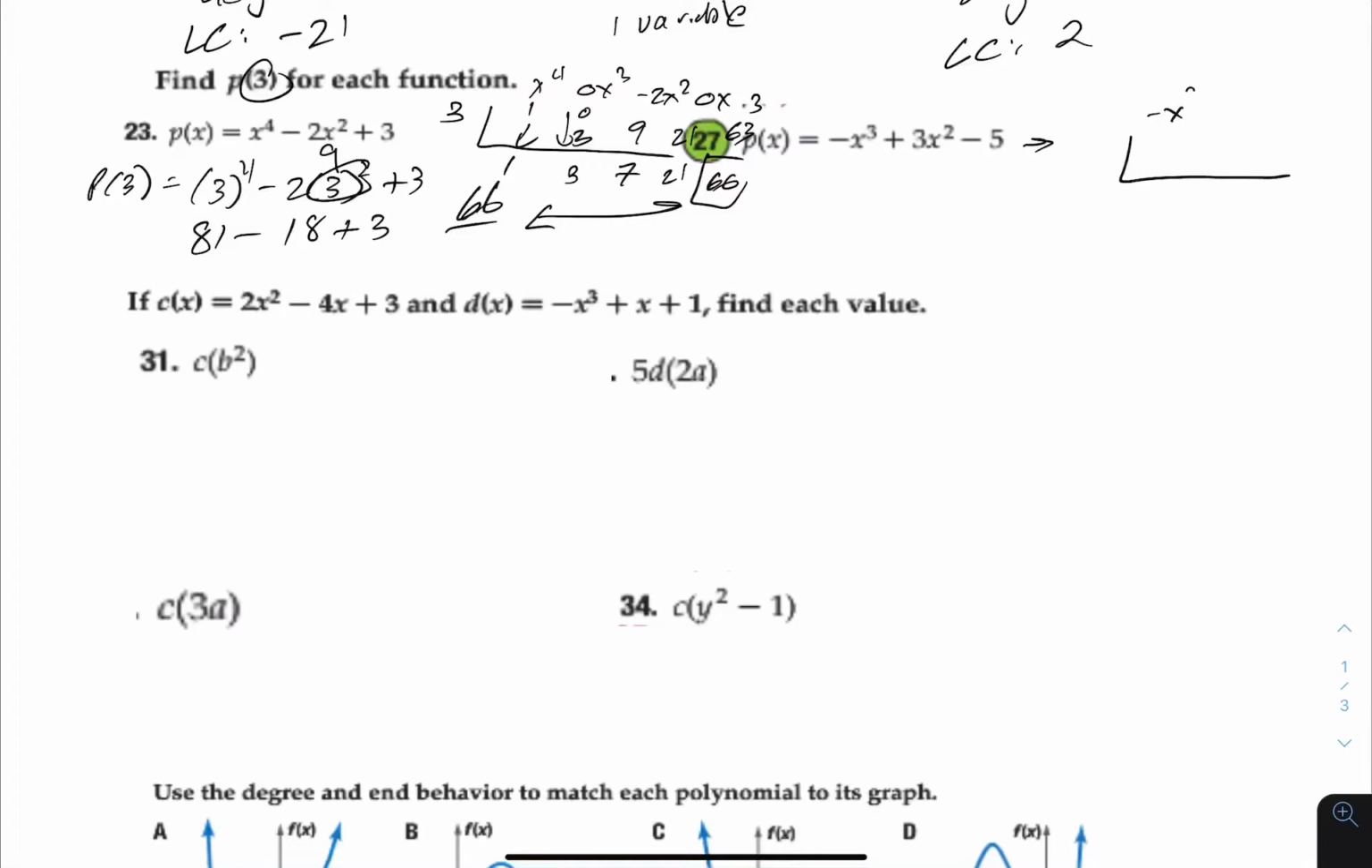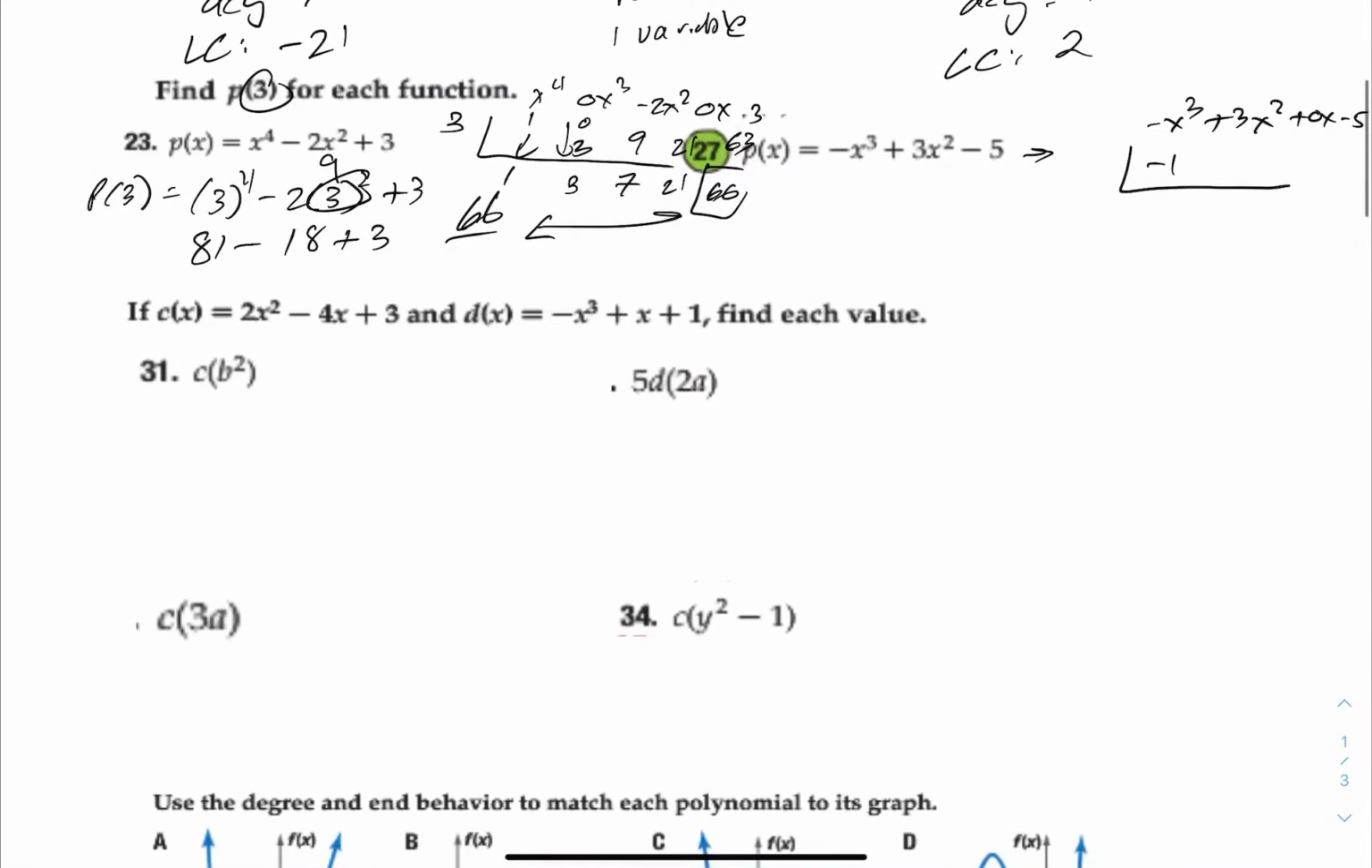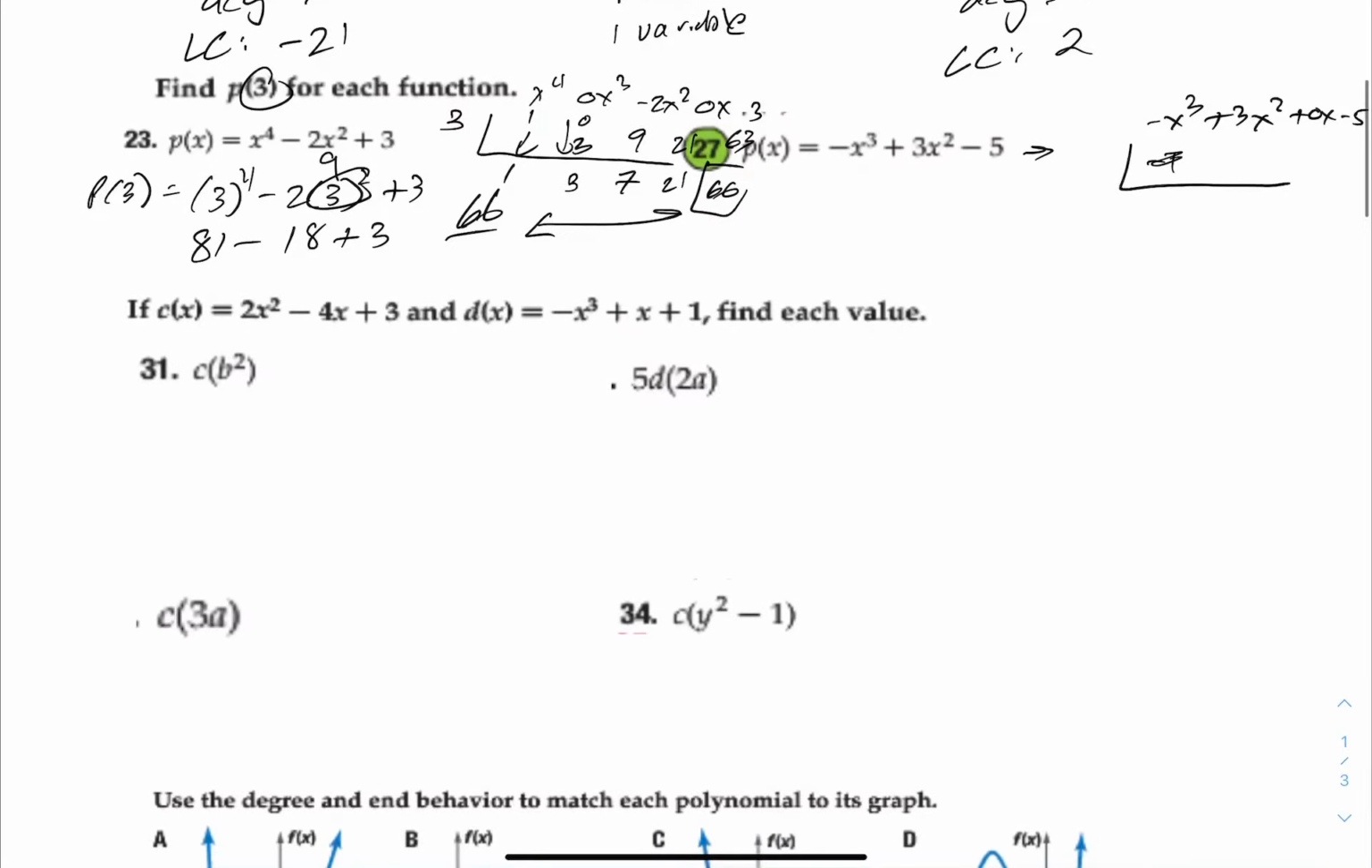So negative x cubed plus 3x squared. Remember, you have to go in order, so it has to be plus 0x minus 5. So negative 1, 3, 0, negative 5. And what we're looking for is the remainder. That's the goal right there.